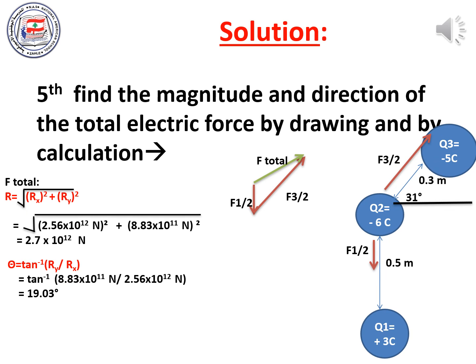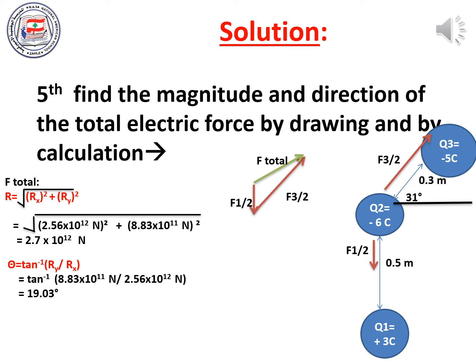Now in the fifth and final step, we need to find the magnitude and direction of the total electric force by drawing and by calculation. First, by drawing, look at the figure in the middle. In order to find the vector of the total electric force by drawing, we use the law of superposition that I already stated in this session.